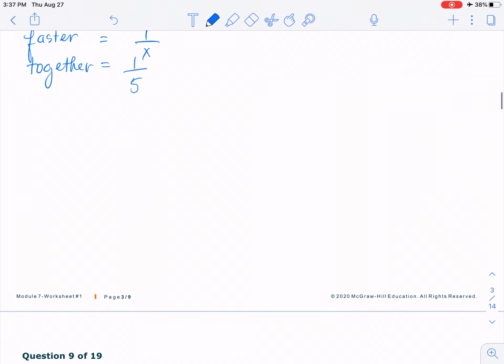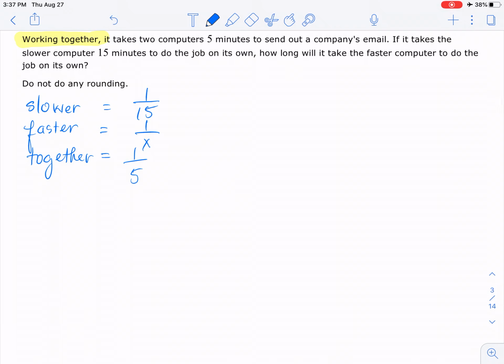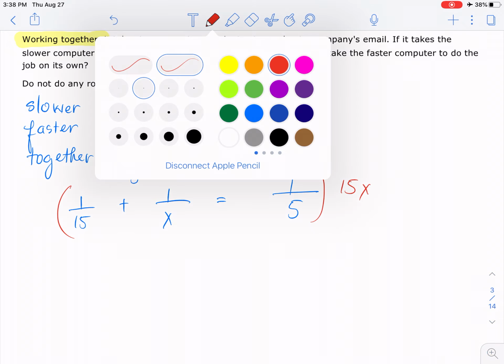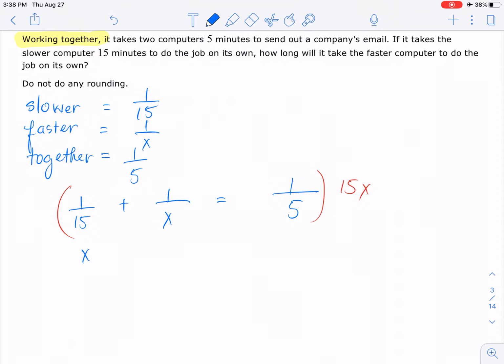Now, because they are working together, we can just add them up. So we have 1 over 15, which is the rate of the slower. The rate of the faster is 1 over x, and the rate together is 1/5. Once again, I can just solve this by multiplying everything by the LCD. And in this case, the LCD is 15x. So what we have is x plus 15 equals 3x.